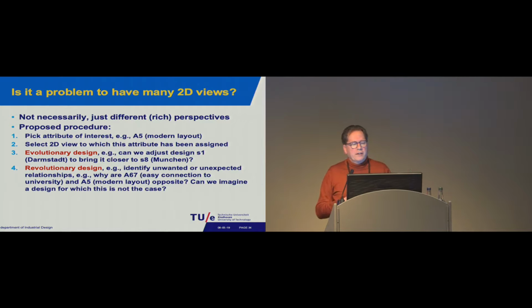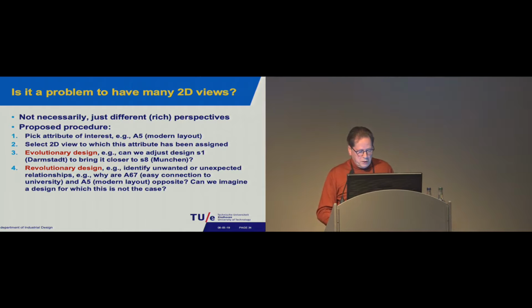But on the other hand, I do think you need some kind of procedure to handle this. And so that's what I'm proposing in the paper. It's just a way you could handle this, so maybe people can come up with other alternatives. Say I just pick one of the attributes that I find interesting, one of the items that people said, like a modern layout, which can guide me to the view that this attribute has been assigned to. And then I can ask 2 questions.